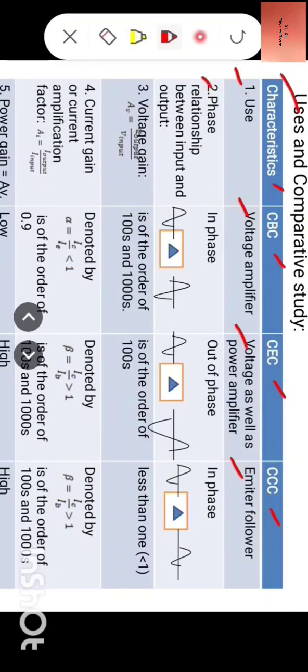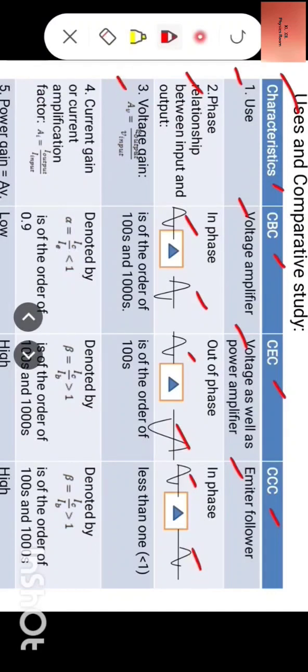Now, second, phase relationship between input and output signals. In common base configuration, input and output signals are in phase. In common emitter configuration, input and output signals are out of phase. And in common collector configuration, the input and output signals again are in phase.